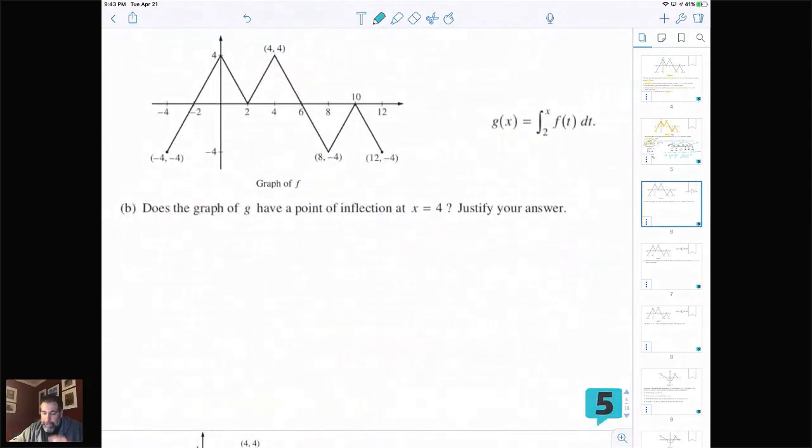So the next one I want to do, does the graph of g have a point of inflection at x equals 4? So on this one, okay, key word here, point of inflection. So that means to me, we are looking for where g double prime of x equals 0 or undefined and changes signs.